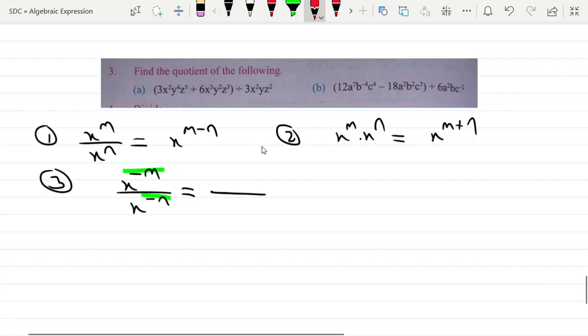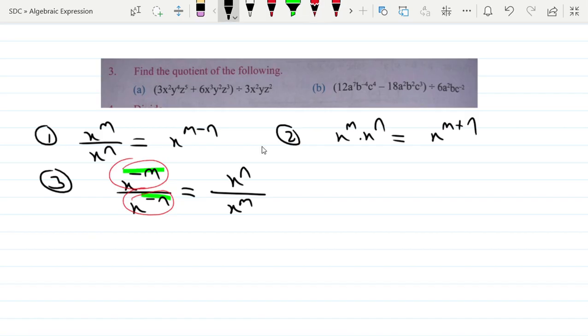So here you see x power minus m in the numerator, so let's bring it down and turn it into positive. And then below, x power minus n, which is in the denominator, bring this into the numerator or above, and turn it into positive.